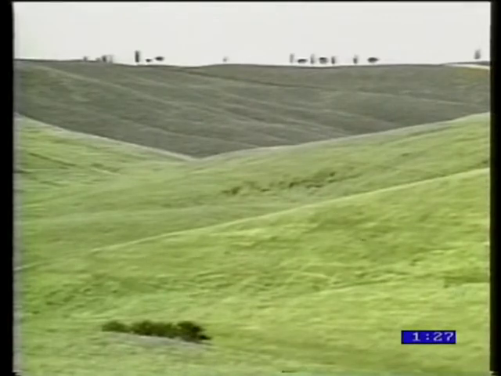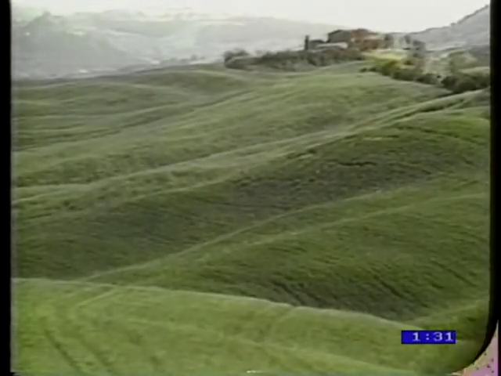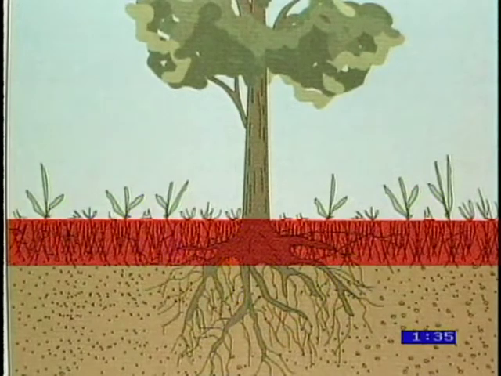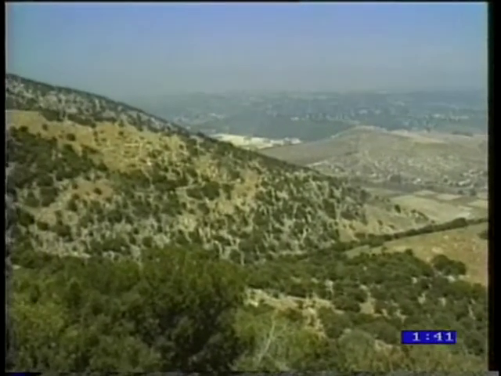Only the top layer of soil, which we call topsoil, can adequately support plant life. In most places, topsoil is only about 6 inches deep. It takes nature about 500 to 1,000 years to replace 1 inch of topsoil.